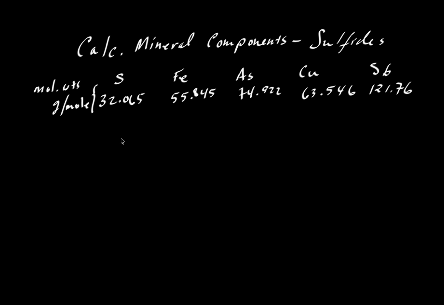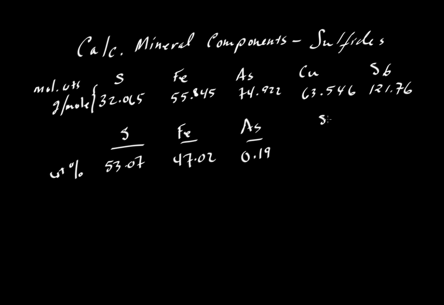So in this last video, we're going to take a look at a solid solution. Let's say somebody presents an analysis where the sulfur content is listed as 53.07, and this will be in weight percent. And let's say the iron content is 47.02, and the arsenic has a weight percent of 0.19. No copper is detected or reported, at least, but there's a little bit of antimony, and it comes in at 0.31 weight percent.